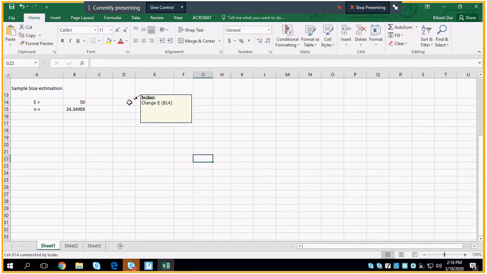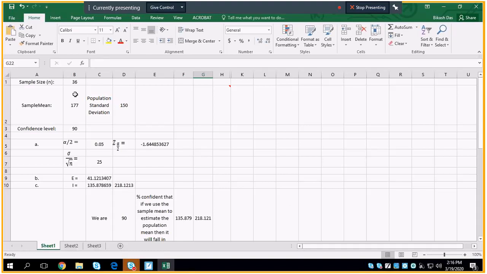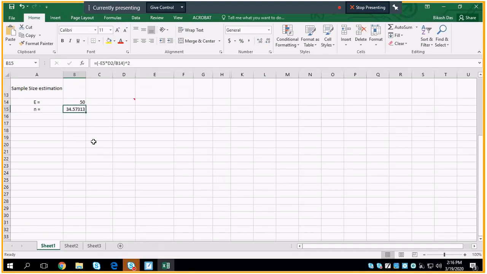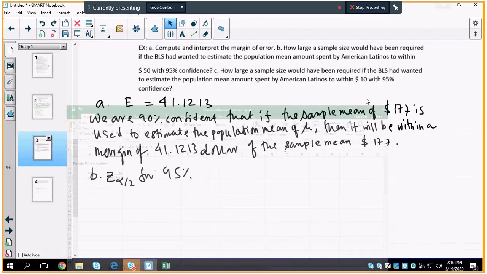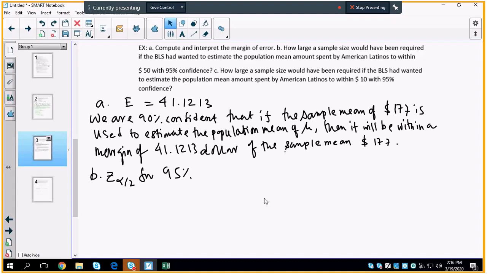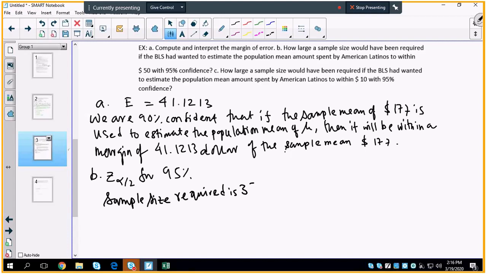And then go ahead and change the confidence level. It is 95 for this problem. And all I need is that much. It has given you the estimated N. Remember, I'm going to round it up to the nearest whole number, so that will be 35. So I will say that for the second part, sample size required will be 35. And it will answer your question.